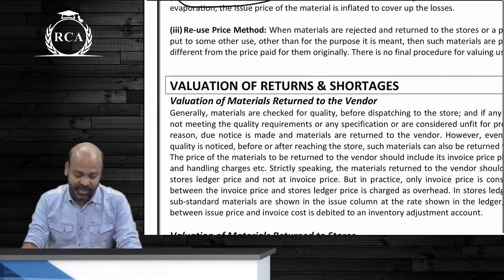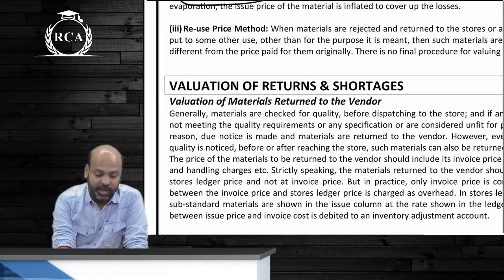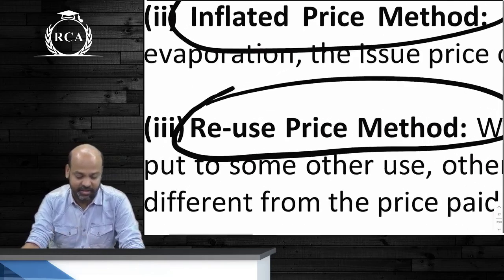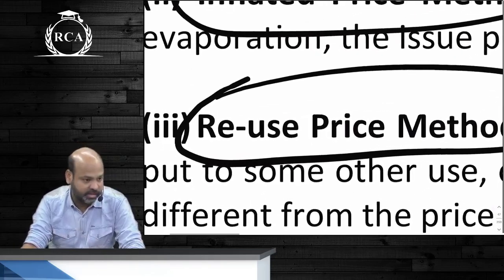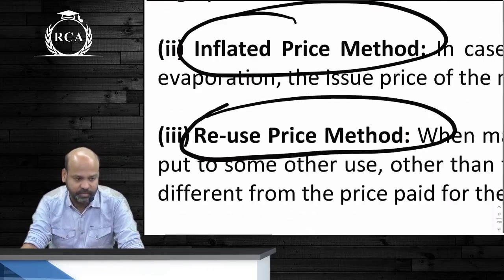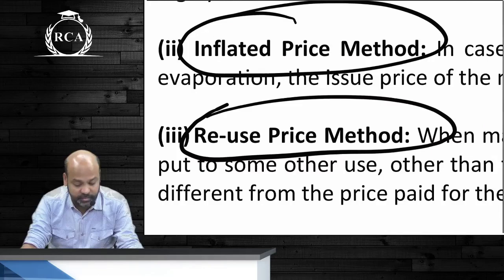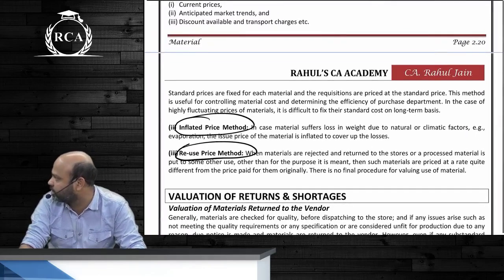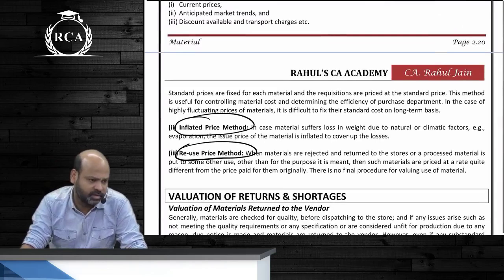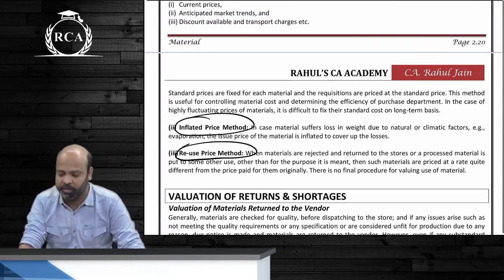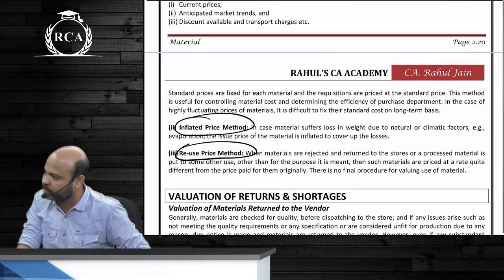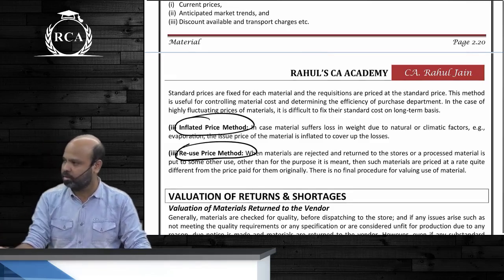ये संधि विच्छेद कर रहे हैं. Reuse price method. बोल बेटा. संधि विच्छेद. If there's any returns, perfect answer. If there are any returns as such, guys, from the production department, because the raw material, picture बेटा.